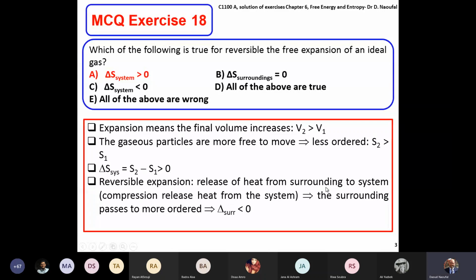So the surrounding loses energy. And when the surrounding loses energy, the motion of the particles decreases, and therefore the surrounding passes to a more ordered state, and therefore delta S of the surrounding is negative. So B is incorrect. Delta S of the surrounding is not equal to 0. During the expansion, delta S of the surrounding is negative. So in this case, the correct answer is only A.